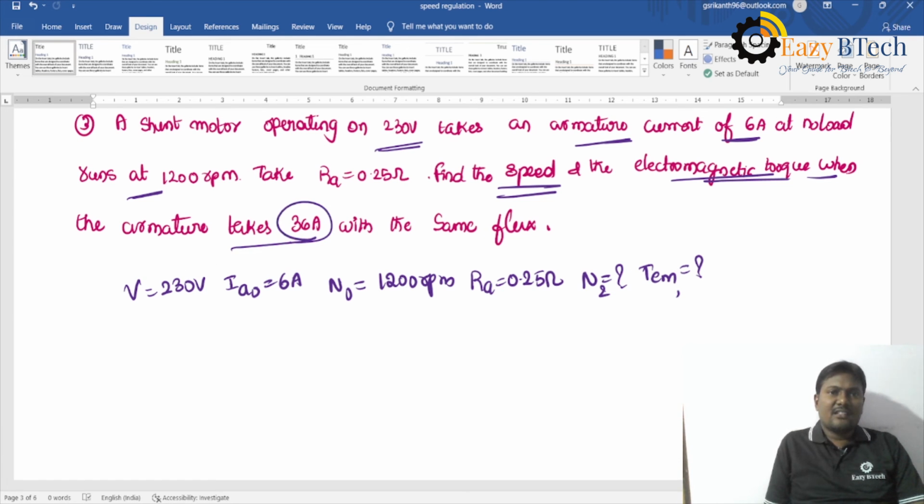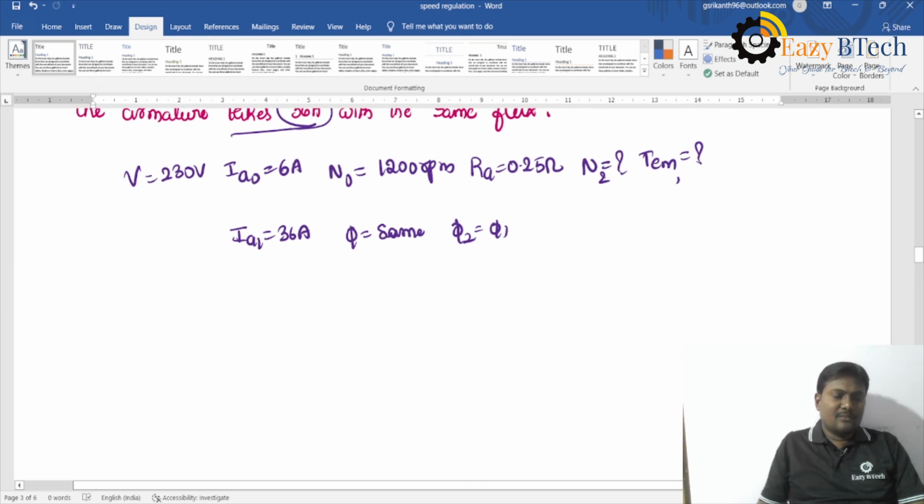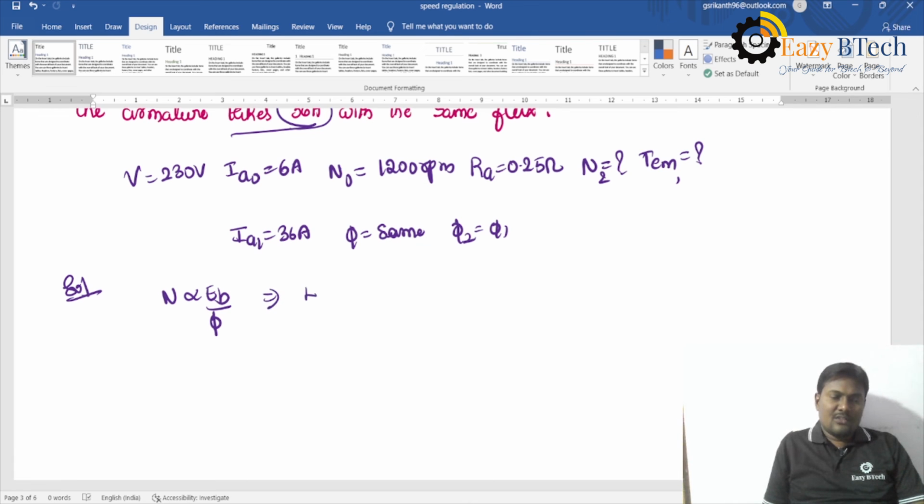When the armature current takes 36 amperes, yes, Ia1 is equal to 36 amperes, with the same flux. That means phi 2 is equal to phi 1. So for this problem, what is the solution? We have a formula: N is directly proportional to Eb by phi. So Eb naught you can calculate as V minus Ia naught into Ra. V is 230 and Ia naught is 6 amperes. The armature resistance is 0.25, that is 228.5 volts.